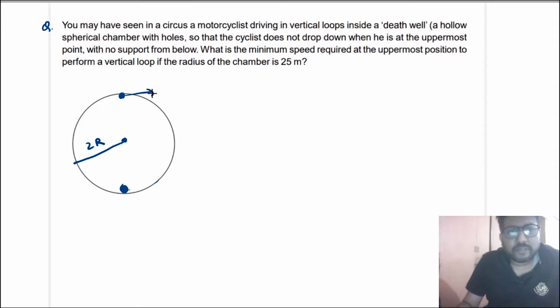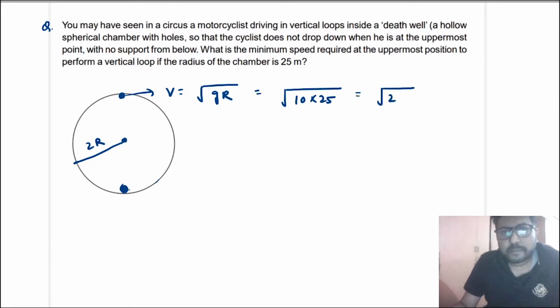Because at this point you know that the speed has to be equal to root GL, that is root GR in this case, and that will be equal to root of 10 into 25, and that will be equal to root 250 meter per second.